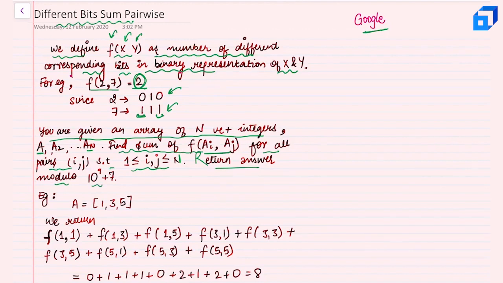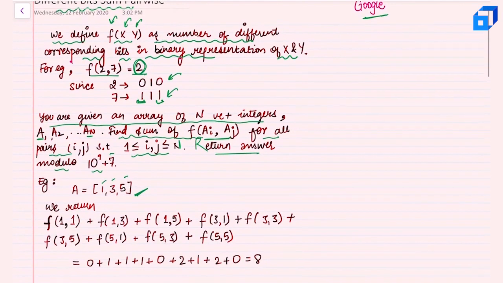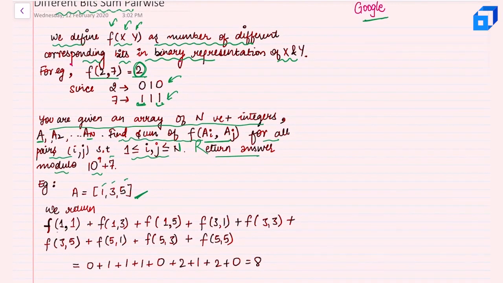In this example, you're given 1, 3 and 7. So what you have to do is find f of 1, 1. How will we find f of 1, 1? It's nothing but representing 1 in this form. Then, how many bits differ? No bit, so it'll give us 0. Now what about f of 1, 3? This is 1, and 3 is this. There is just one position at which both numbers differ. So it will give us 1.